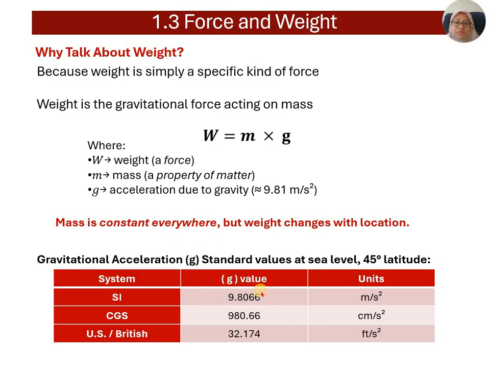I think you're familiar with the g value, which is 9.8066, but that is the gravitational acceleration value for SI units. CGS and US and British units use different values, which are 980 for CGS and 32.174 for US and British units. And all the units are also different for different systems. Okay, that is all for the last subtopic.